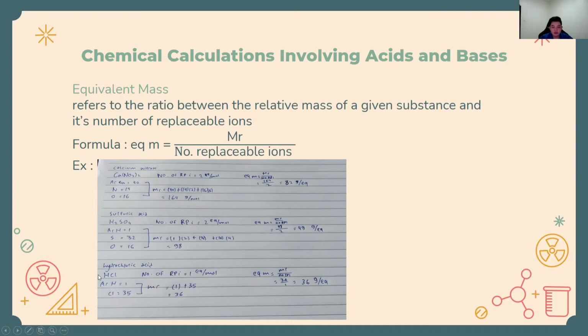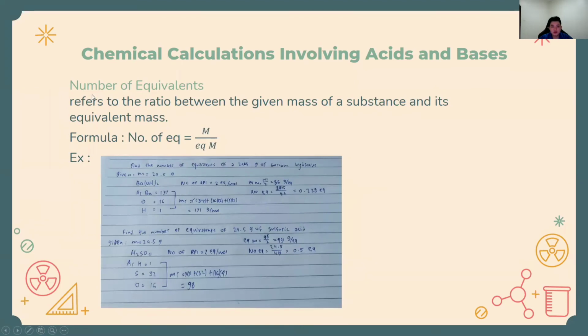The third example is hydrochloric acid, HCl. We find the Ar first in the periodic table. H is 1, Cl is 35. The number of replaceable ions is 1. And then we find the Mr, 1 plus 35, 36. And then Mr per number of replaceable ions, 36 per 1 equals 36 gram per eq.